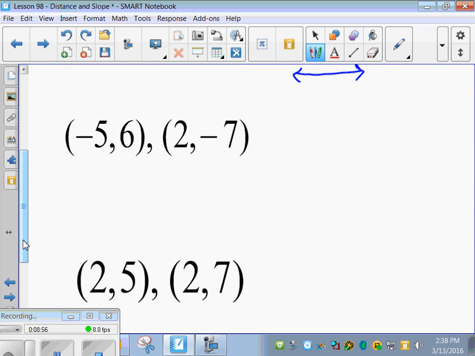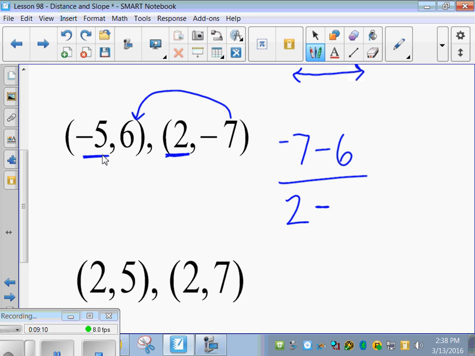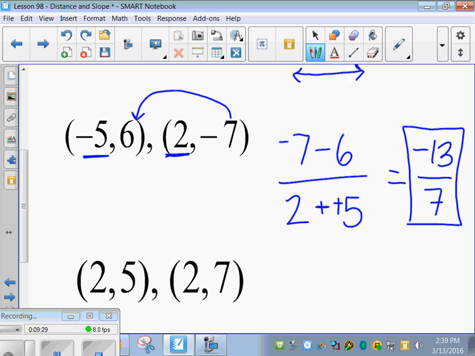All right, let's try another one. So we take the second y minus the first y over the second x minus the first x. Again, I'm subtracting a negative 5, so there's a double negative. So negative 7 minus 6 makes a bigger negative, so that's negative 13. And here these are going to add, so over 7. And we leave this as a fraction, negative 13 sevenths.